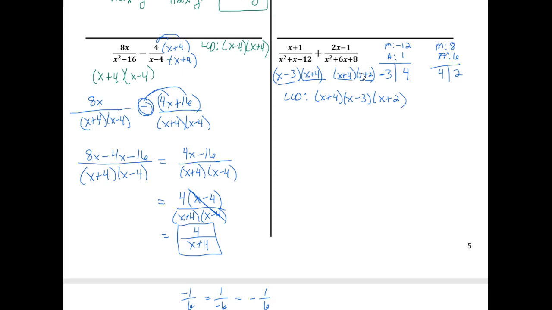Alright, now that I have the LCD, I need to make sure that both the denominators look like that LCD. So this expression on the left has the x minus 3 and x plus 4. What it doesn't have is x plus 2. So I have to multiply numerator and denominator by x plus 2. The expression on the right has the x plus 4 and x plus 2. What it doesn't have is the x minus 3.